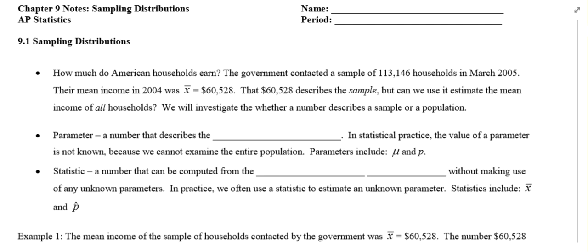Hey AP Stats, we are going to talk about Chapter 9, Sampling Distributions. In this chapter, we're really going to emphasize the difference between a population mean and a sample mean, and we'll do the same thing for proportions. First off, that phrasing, sampling distribution, you'll see quite often in this chapter and in future chapters.